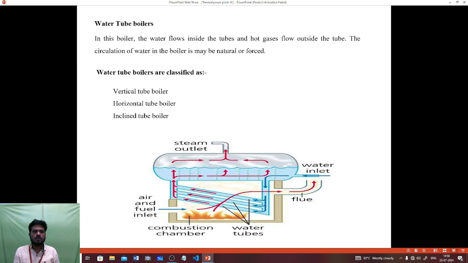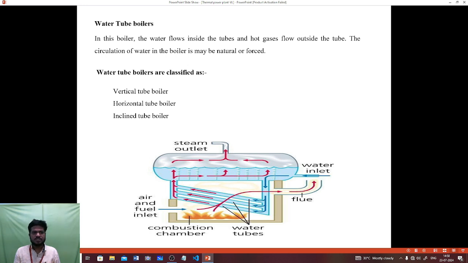Next we are going to see about the water tube boilers. In this boiler, the water flows inside the tubes and the hot gases flow outside the tubes. The circulation of water in the boiler may be natural or forced. Water tube boilers are classified into three types. Number 1, vertical tube boilers. Number 2, horizontal tube boilers. And number 3, inclined tube boilers.